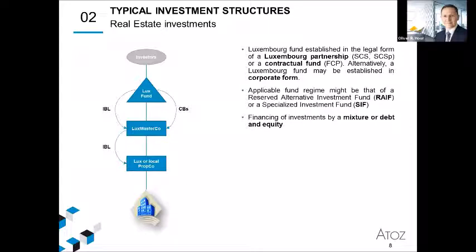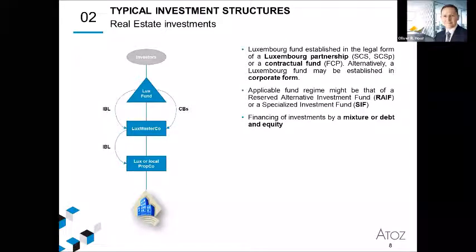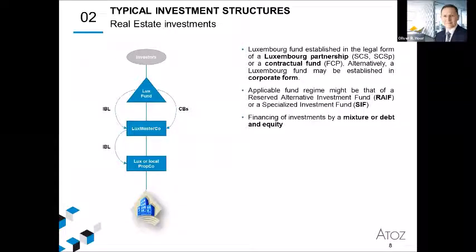Then at the level of Lux Master Co, the loan granted to the property company would be financed by a loan granted by the fund. And here Lux Master Co would need to realize an arm's length finance margin. And then again, the same applies with respect to the financing of participations.